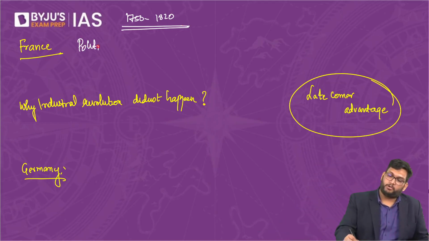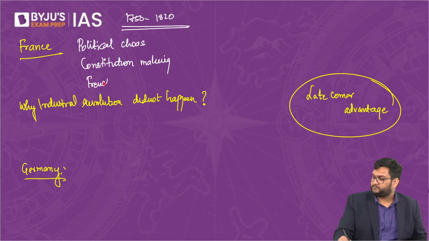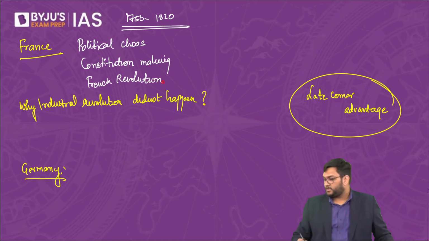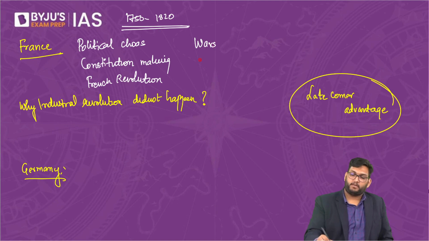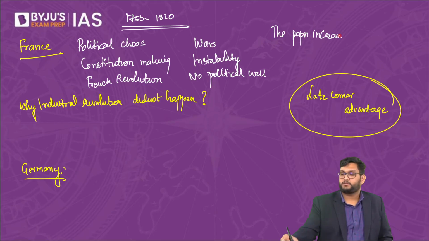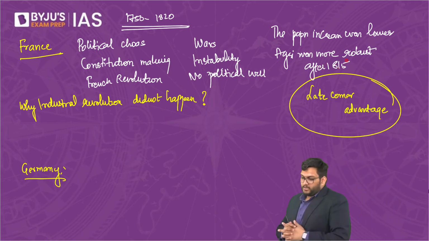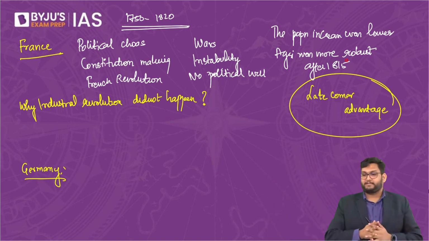France: political chaos, no time for writing a constitution, then they will do anything. Constitution making, French Revolution, thereafter wars, instability, no political will, and the population increase was lower, agriculture was more robust after 1815. Okay. Now, Germany, why would it not happen between 1750 to 1820?